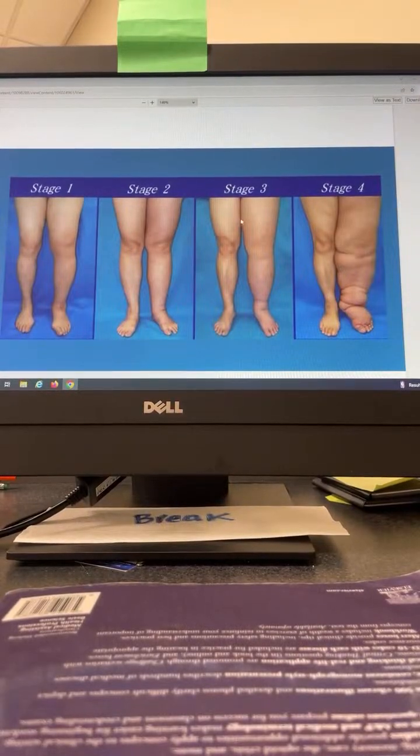Stage 1 is barely noticeable, and it starts getting worse and worse. In stage 4, that's not fat, that is just lymph fluid. The lymph vessels are clogged for whatever reason, and lymph vessels are just like blood vessels, except they don't carry blood, they carry lymphatic fluid. So there's a blockage somewhere in the lymphatic vessels and the fluid can't flow. It just gets stuck, and gravity pulls it down into the legs.